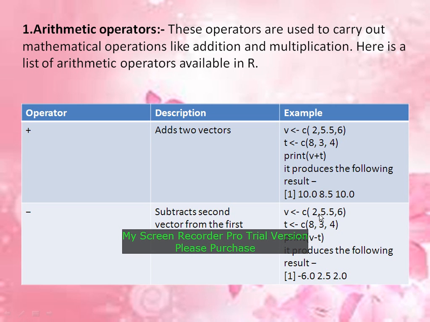So, 2 minus 8 is minus 6. 5.5 minus 3 is 2.5. 6 minus 4 is 2. Here also, the low value is integer and the high value is numeric, so the result is represented in the high value. So, these are the two. And next, we see the next topic.